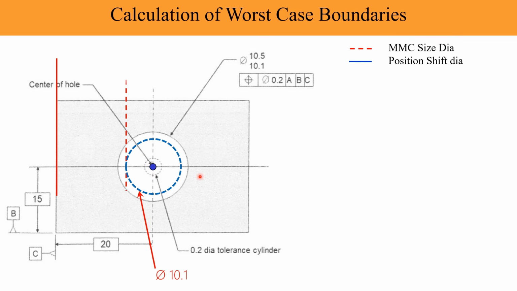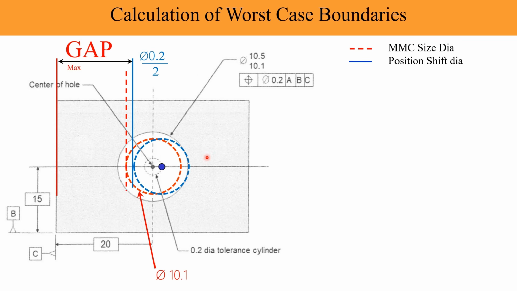To calculate the maximum gap from datum C, we shift the MMC hole towards the right side within the full positional tolerance zone. Because position tolerance is diametrical, that is 0.2, the radial shift allowed is half, that is 0.1. Now calculate the maximum gap or the distance.